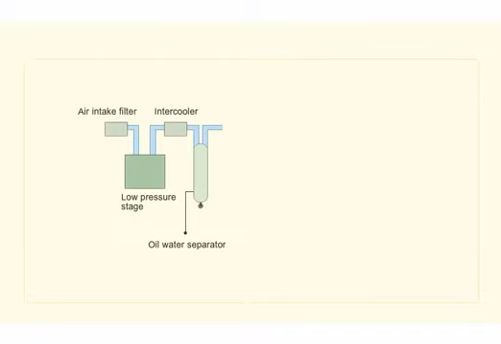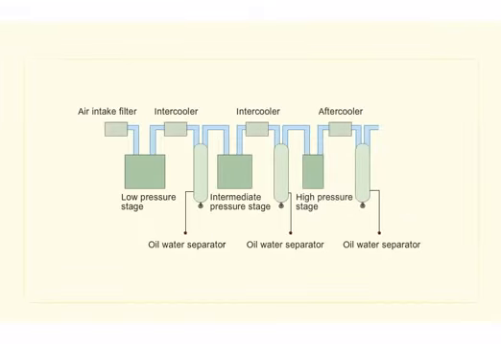When air has to be compressed to higher pressures, it has to be done in 2 or 3 stages. In multi-stage compression, cylinders are arranged in series in such a way that compressed air from the first stage becomes the intake air for the next stage. The intercoolers are provided at the delivery of each stage to reduce the temperature of compressed air.